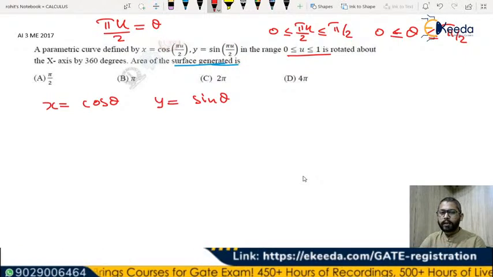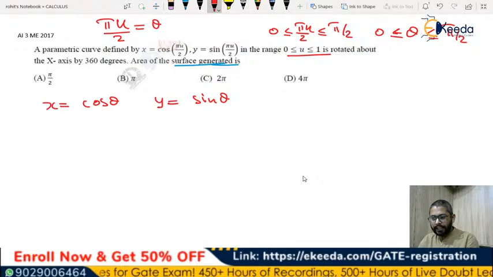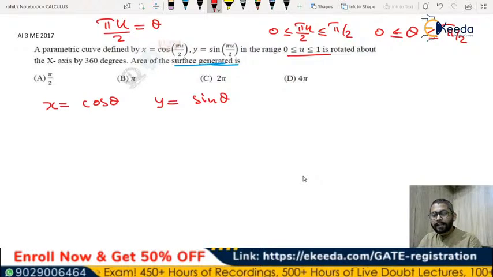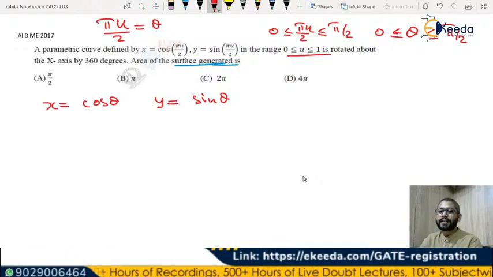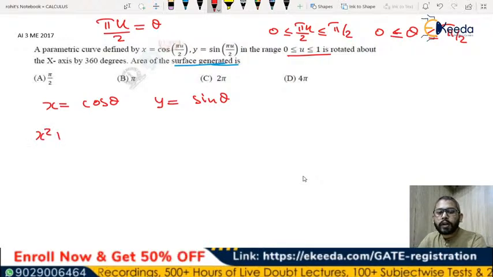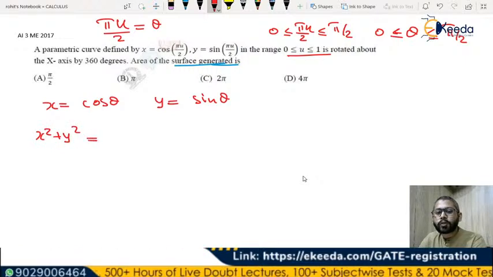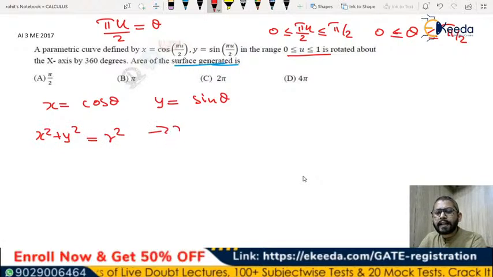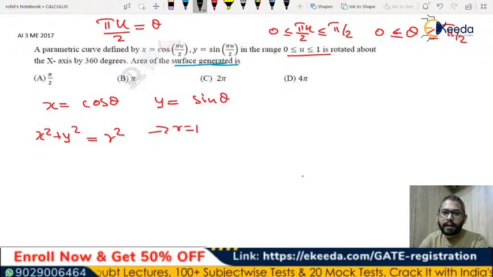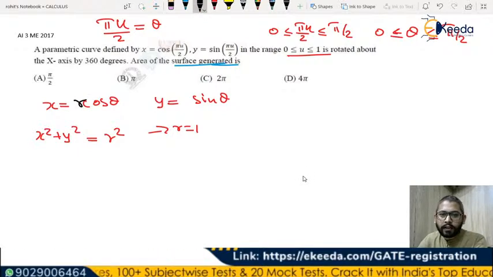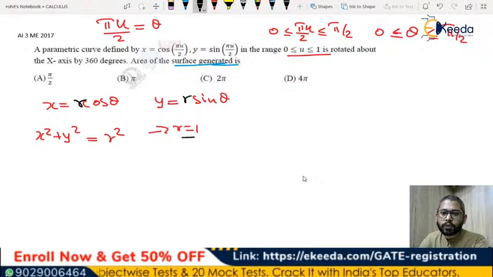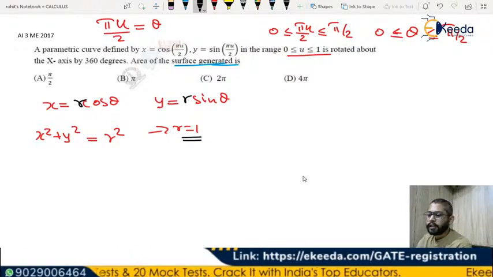So if you remember, x being r cos theta and y being r sin theta is nothing but the parameter of a circle, right? Because x square plus y square is equal to r square, and in this case r is 1. This is why we have only cos theta and only sin theta.